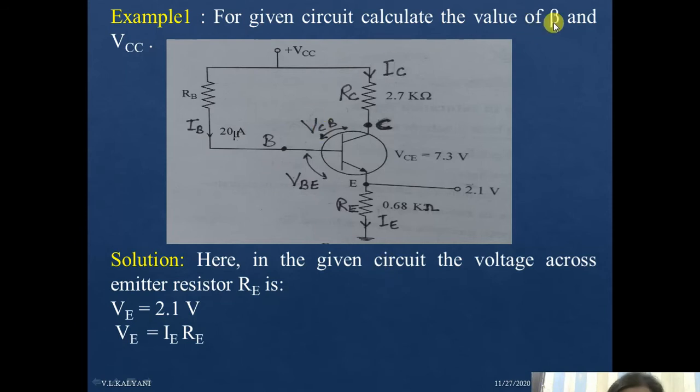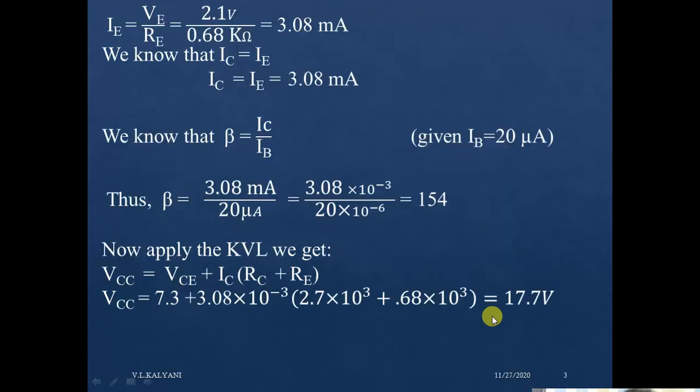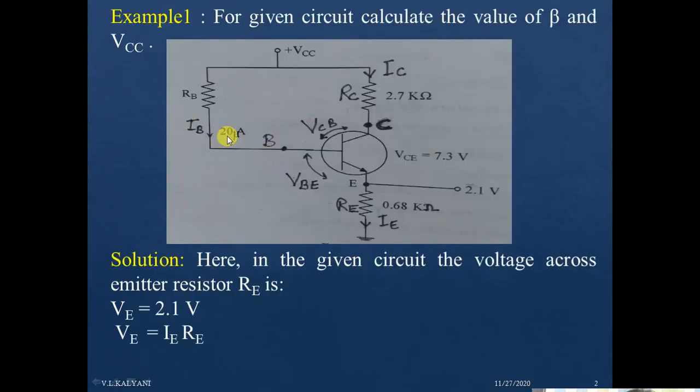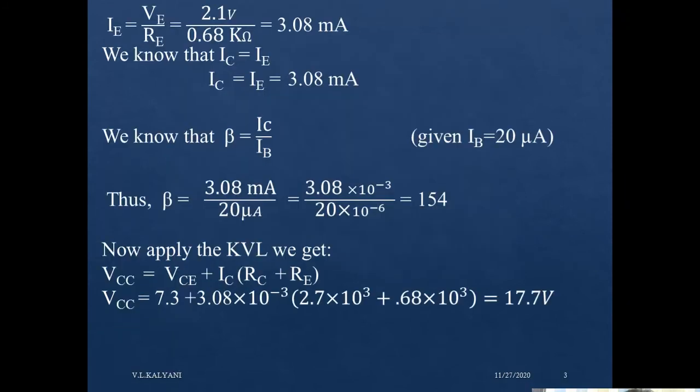So let's solve this problem now. Because we have to find the value of beta, and as we know, beta is equal to IC upon IB. So this is the formula to calculate the beta. The IB is already given in this circuitry. This is 20 microampere. So we have to calculate only the value of IC. So how to calculate the value of IC?